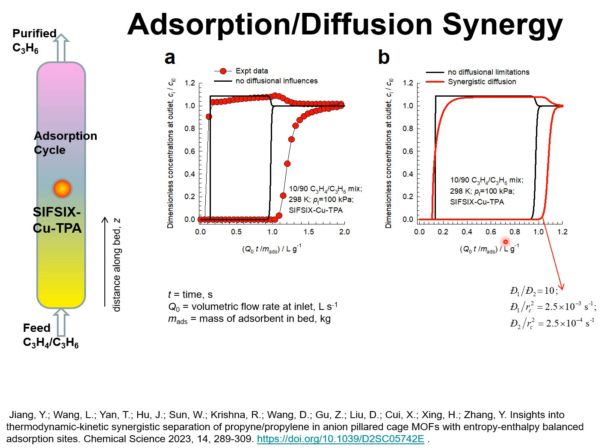The net result is that the synergistic influence of diffusion would lead to a higher productivity of the desired propene product that is recovered at the exit of the fixed bed adsorber during the adsorption cycle.